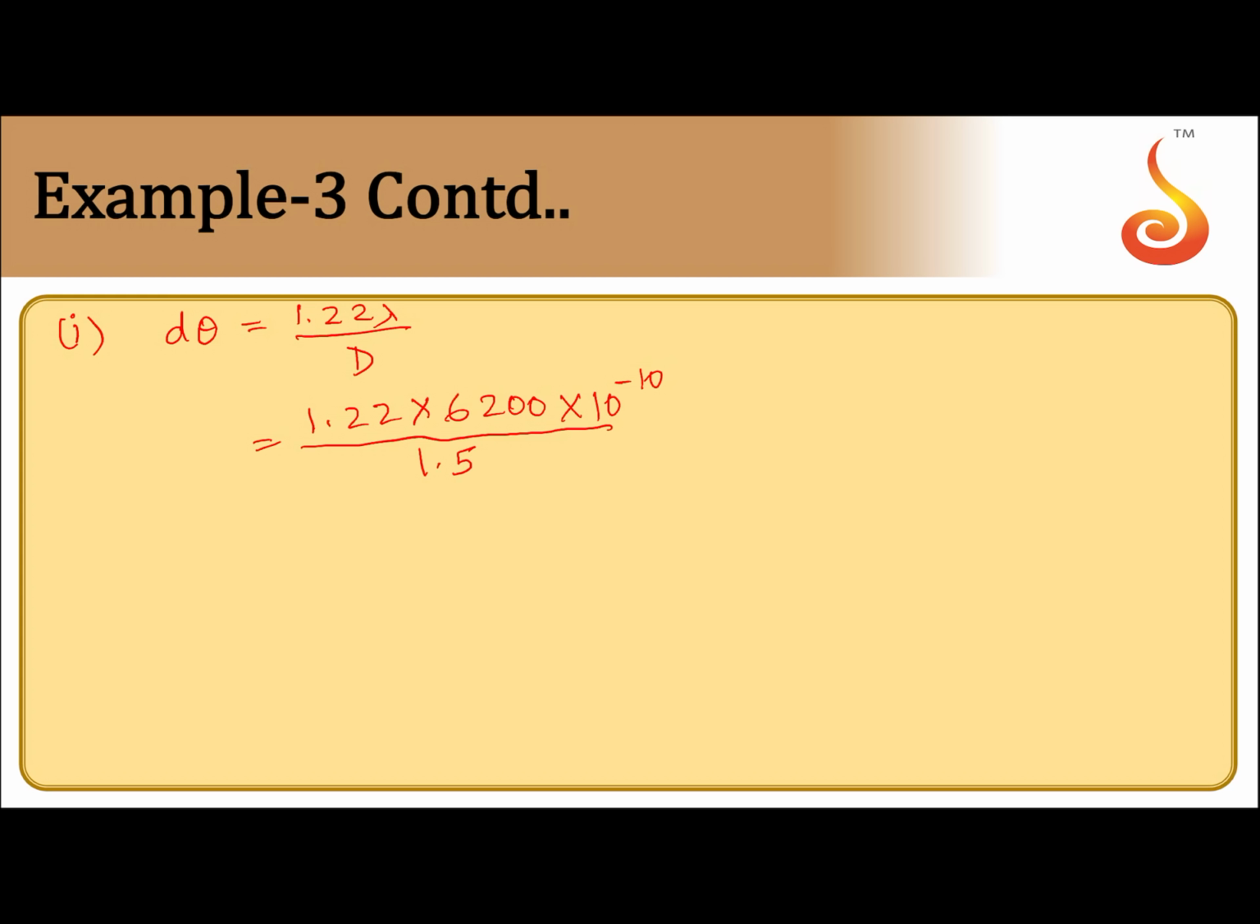So, now calculate this. (1.22) into 6200 divided by 1.5 will be equal to, you get 5042 into 10 power minus 10 radian, that is equal to 5.042 into 10 to the power minus 7 radian.